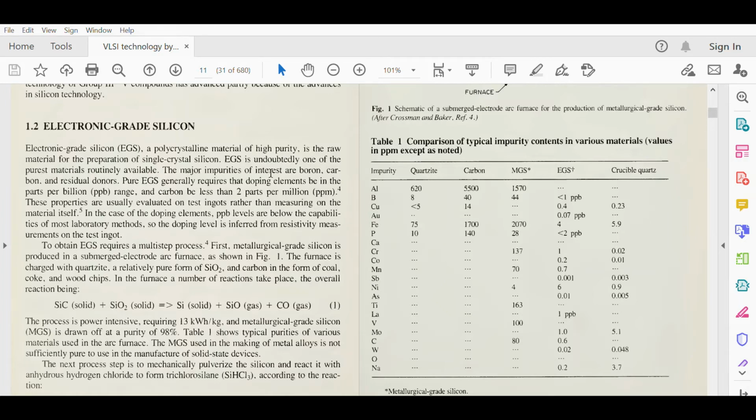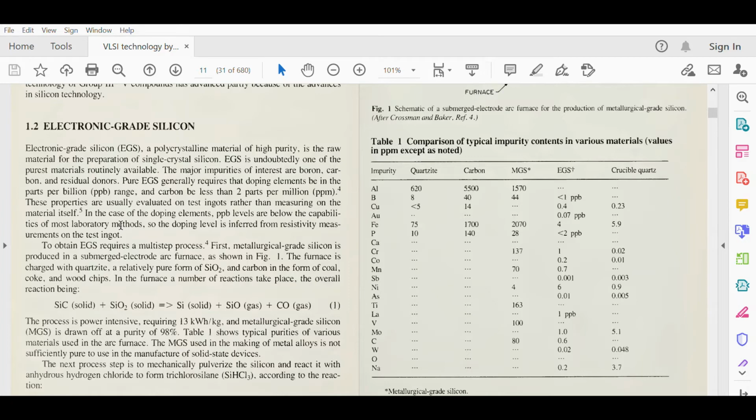The major impurities of interest are boron, carbon, and residual donors. Pure EGS generally requires that doping elements be in the parts per billion (ppb) range and carbon be less than 2 parts per million (ppm). These properties are usually evaluated on a test ingot rather than measuring on the material itself.